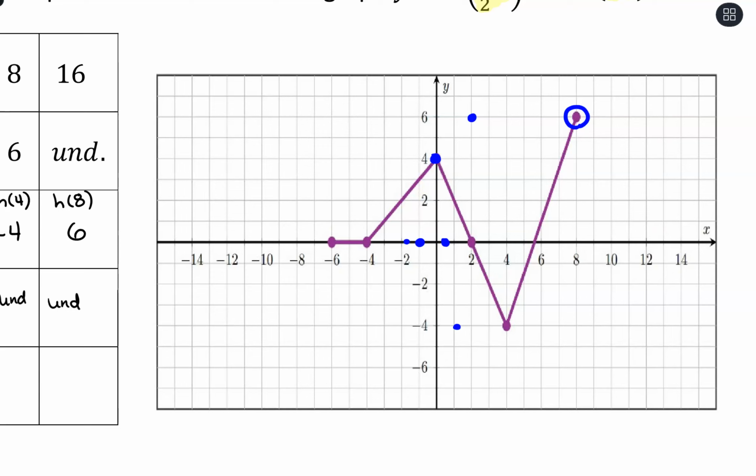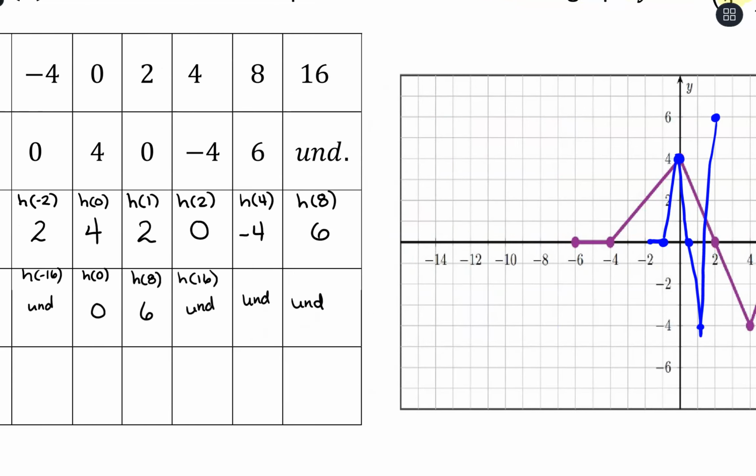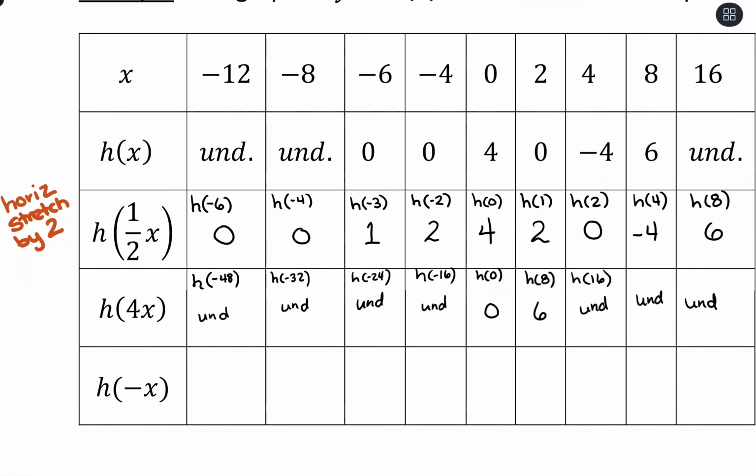Oh boy. So the graph becomes teeny tiny. Like that. It squishes in, it compresses by a factor of 1/4. So with that 4x, this is a horizontal compression by 1/4. Yeesh. Made it real small there.